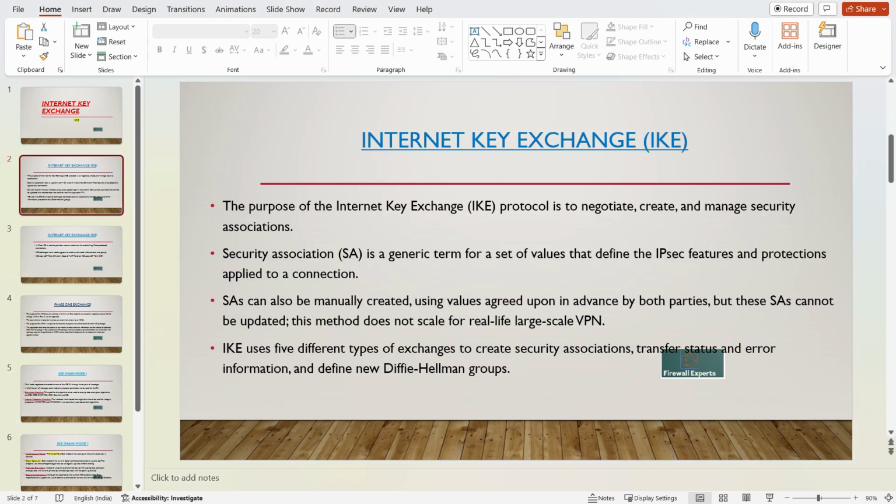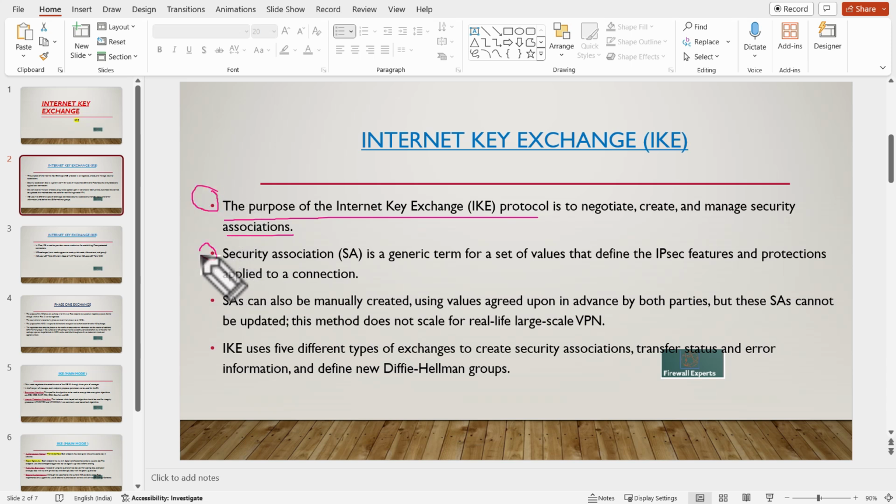So what is IKE? The purpose of the IKE protocol is to negotiate, create and manage security associations. This is the primary function of IKE.